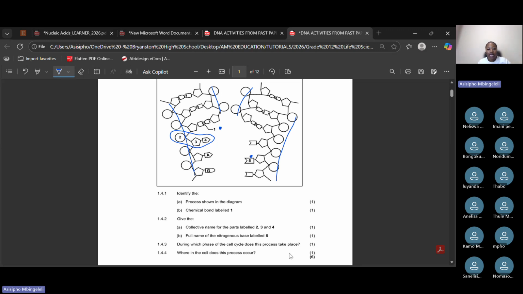Interphase. Where in the cell does this process occur? Nucleus. That's it. That is it with the activities.